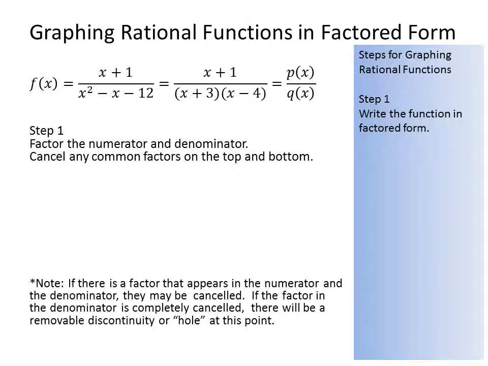So step 1 is we need to write this in factored form. Here, since the bottom can be factored, we can write x squared minus x minus 12 as x plus 3 times x minus 4. This is an important step in the coming steps.